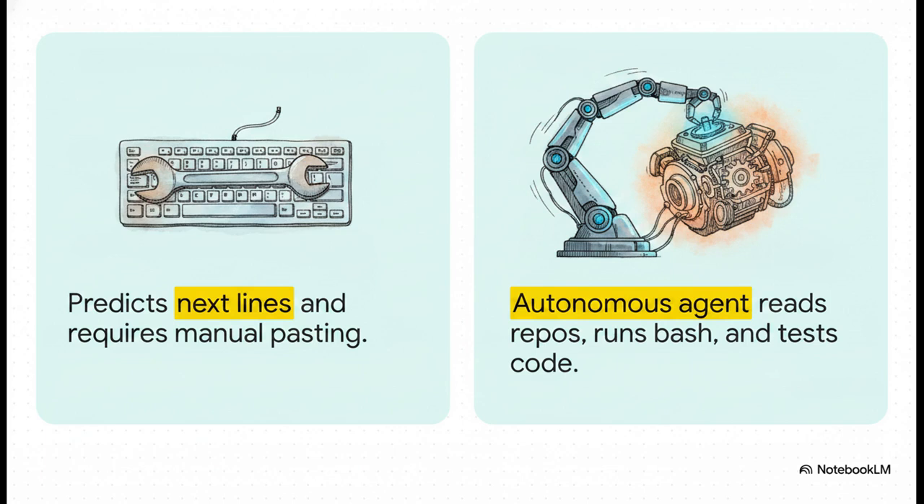Standard assistants, well, they're great at predicting your next few lines of code. But Claude Code operates on a totally different level of autonomy. It literally reads your entire repository, it executes bash commands, and it tests its own work. It's kind of like the difference between a tool that passively hands you a wrench and a junior engineer who just grabs the wrench and fixes the engine for you.